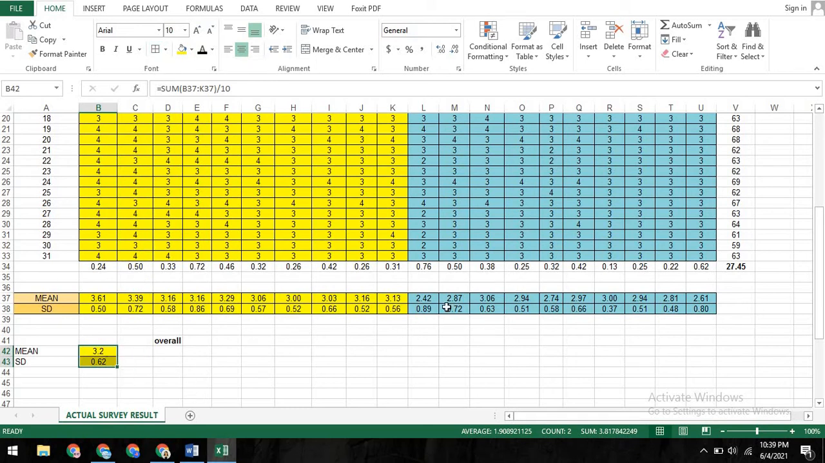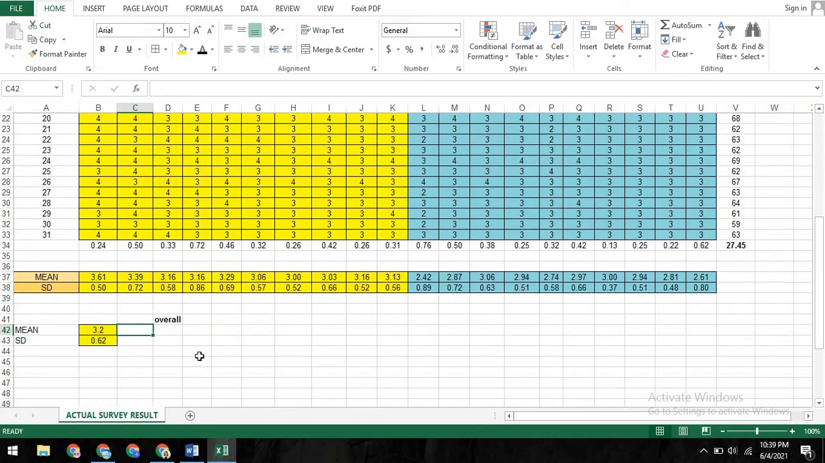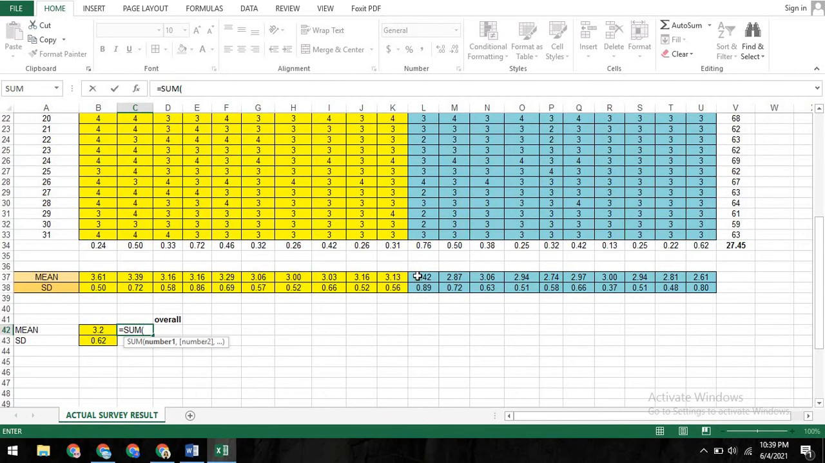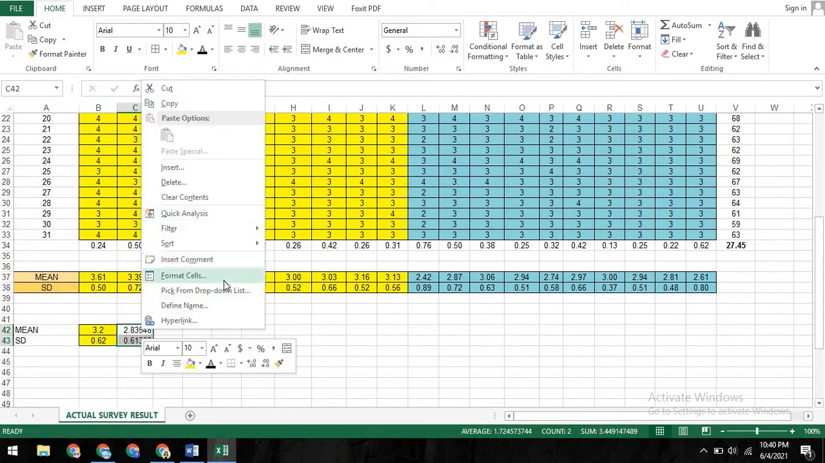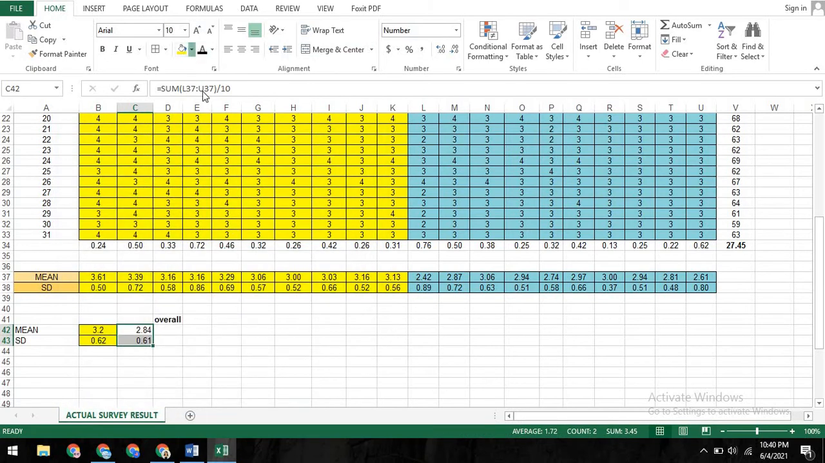And when we are going to talk about the other variable, the same formula applies. Equal sign, sum, open parenthesis, highlight this one, divide it by how many questions under the variable, 10, enter. And then again, do not forget to drag down. Then format the cell into number, 2 decimal places. Okay, and you are done.